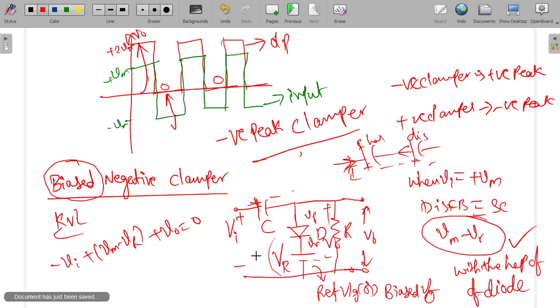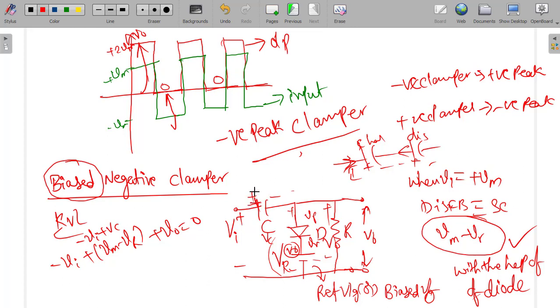This is a parallel circuit, right? The voltage that appears across the resistor will be the same as appears across the diode as well as the reference voltage combination. So this is plus and this is minus, so the voltage will be V0. So if I apply KVL, minus Vi plus Vc plus V0 is your KVL.